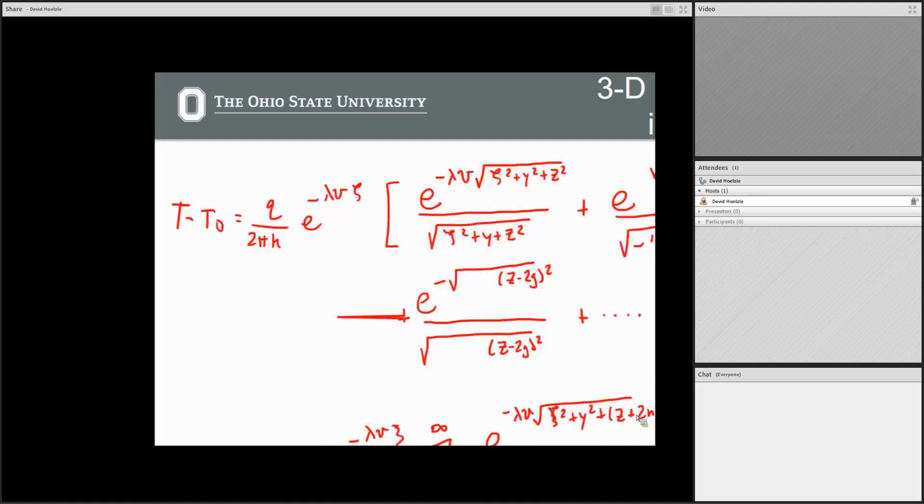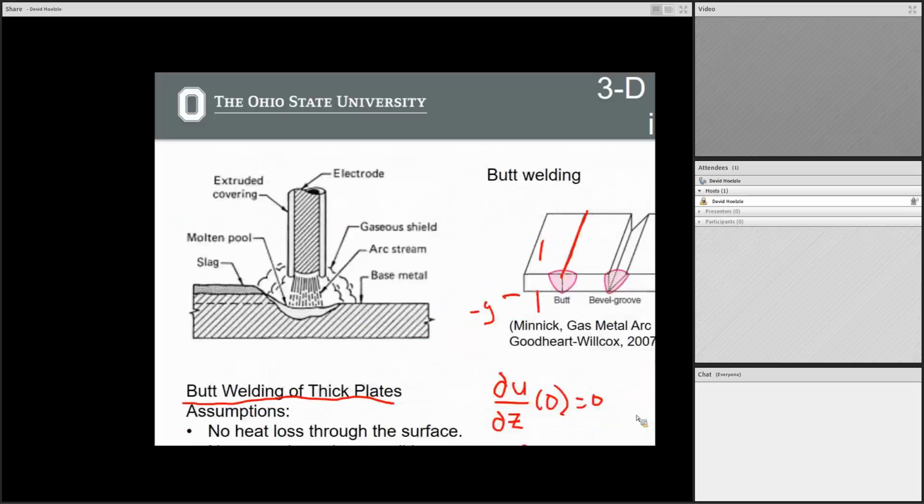The assumptions for this were pretty basic. In terms of the discussion, I thought we would talk about what we are missing here with these types of assumptions. They were saying that there's no heat loss to the surface, so that means a Neumann boundary condition on both the top and bottom surface. Basically infinite sheets in the x and y direction, and finite thickness in the z.